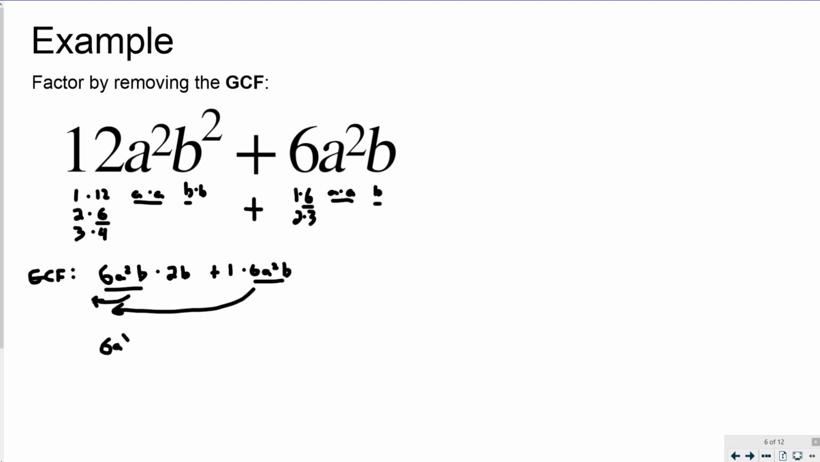6A squared. Ooh, my screen lagged a little bit. 6A squared B times, now what's left here is a 2B, and what's left over here is a plus 1. So if I were to go back and check and redistribute, 6A squared B times 2B would in fact give me 12A squared B squared. And then over here, taking everything out leaves you with a 1 if you factor everything out of it, because factoring is division.